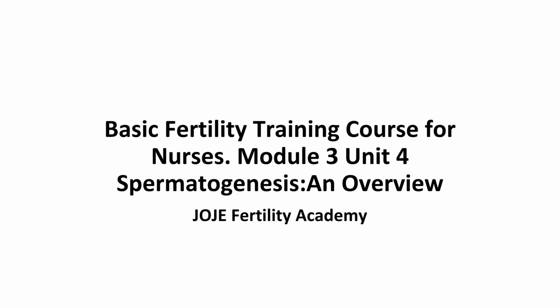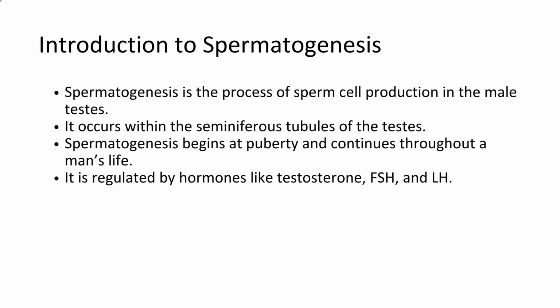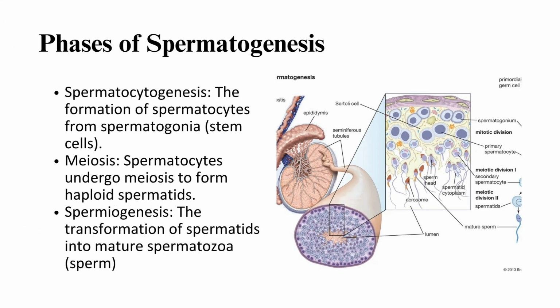Spermatogenesis, an overview. Spermatogenesis is the process through which male germ cells, or spermatogonia, develop into mature sperm cells, spermatozoa. It occurs in the seminiferous tubules of the testes and involves a series of highly regulated steps, including mitosis, meiosis, and spermiogenesis. The process ensures that sperm cells have half the number of chromosomes, haploid, making them capable of fertilizing an egg.